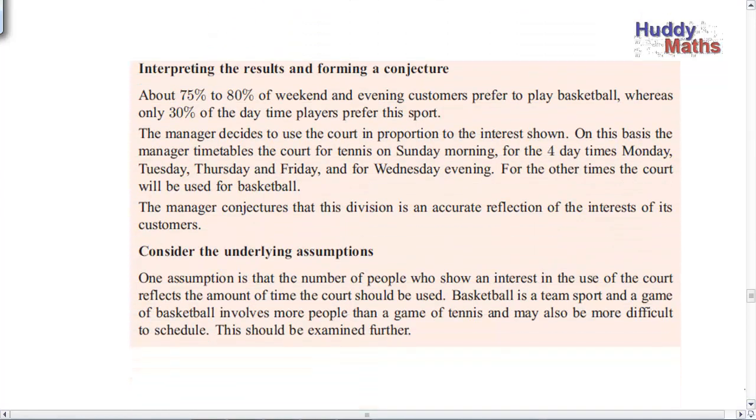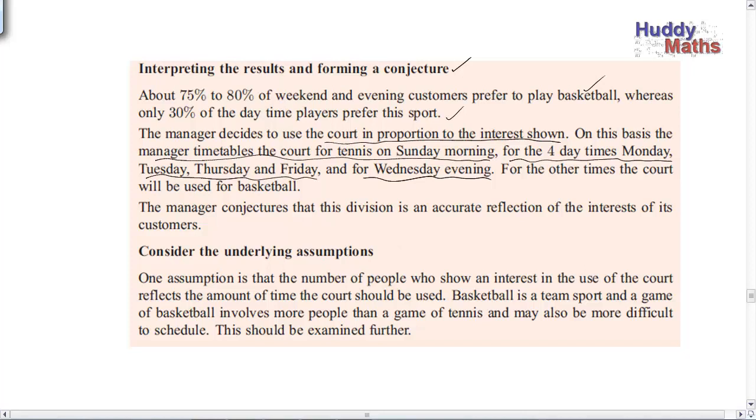Are there any limitations? So here we are, interpreting the results and forming a conjecture. Here we are, about 75 to 80% of weekend users prefer basketball, whereas only 30% of the daytime players prefer this sport. Manager decides to use the court in proportion to the interest. So he timetables the court for tennis on Sunday morning for the 4 daytimes, Monday, Tuesday, Thursday and Friday, and for Wednesday evening. The other times the court will be used for basketball.